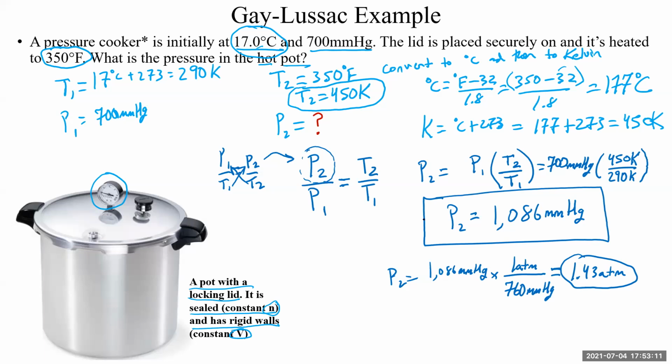But if it did ask for atmospheres, this is how you convert it. So we raised the temperature. We saw the pressure go up because there was no room for the gases to go anywhere else. They didn't escape, because moles were kept constant, so there was a sealed pot. And the walls of the container are rigid, so they didn't expand like a balloon or a piston. And you have a little pressure gauge up here.